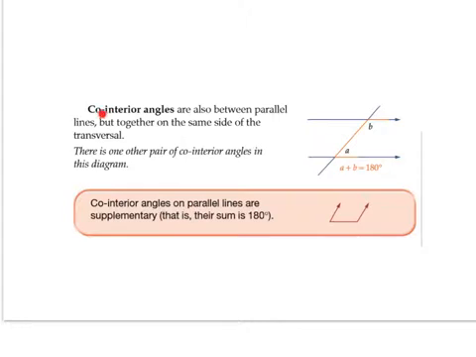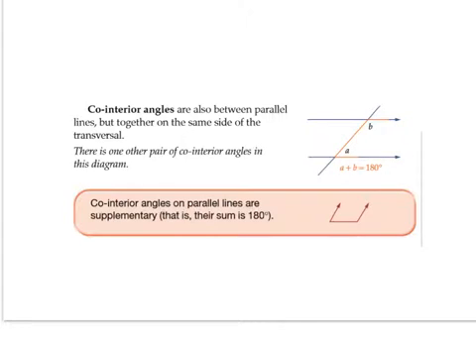So, co-interior angles. Together, interior, they're on the inside. Co meaning the same, they are also between the two parallel lines, but together on the same side of the transversal. So they are tucked away together reading a book. Okay, so they are co-interior. They're inside and they are together, co-interior.